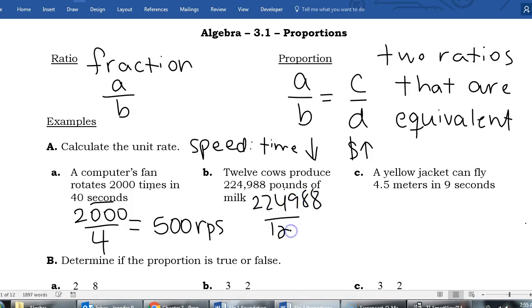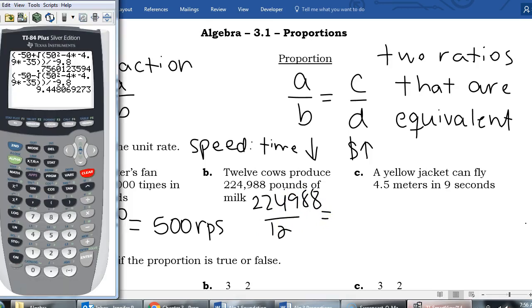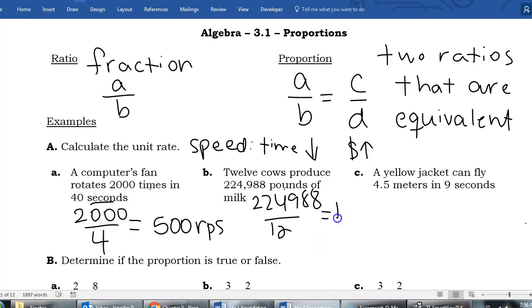per cow is not a calculation that I'm going to do off the top of my head, but good thing I have my handy dandy calculator here. And that tells me that one cow produces about 18,749 pounds of milk. So 18,749. I'm going to go underneath because I'm kind of taking up a lot of my space, but pounds per cow.